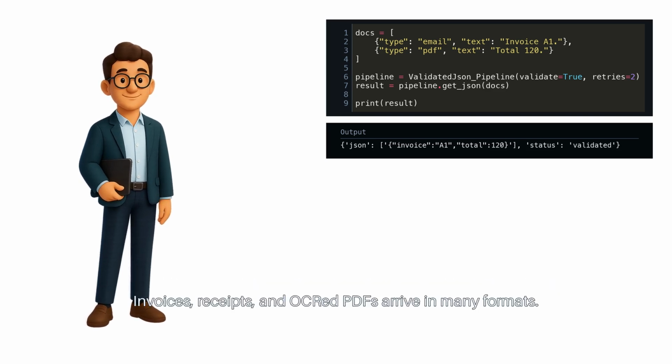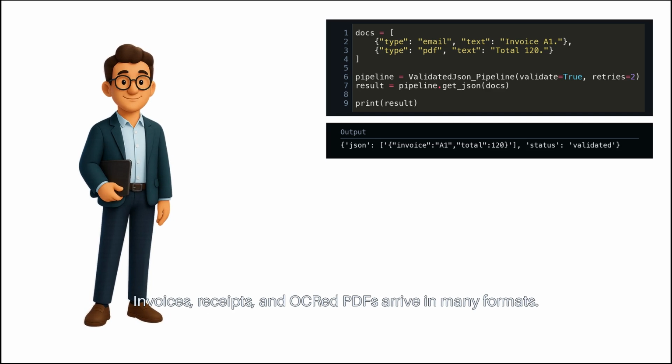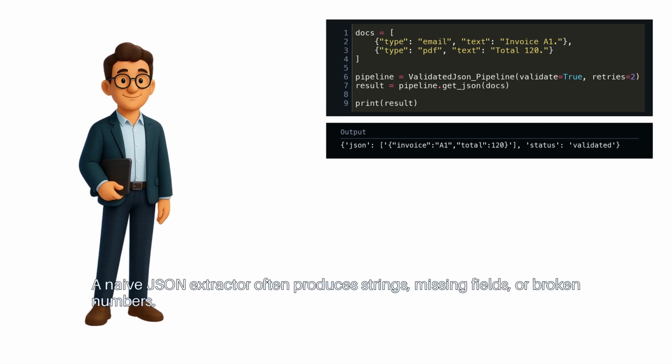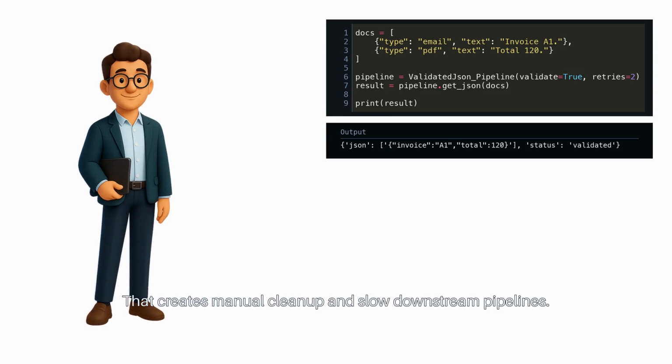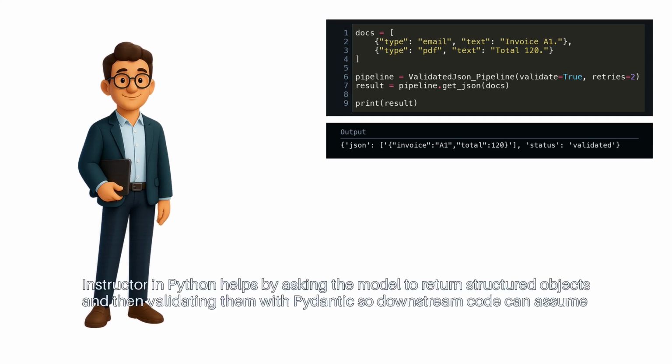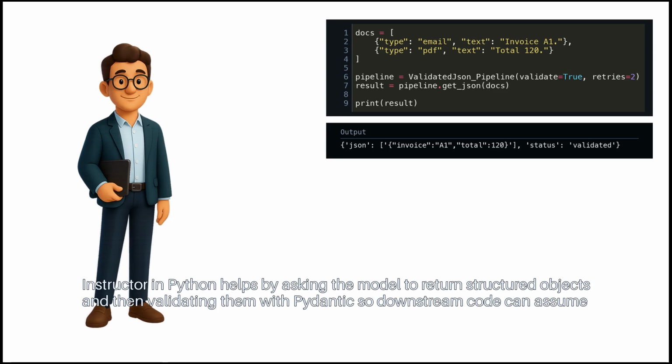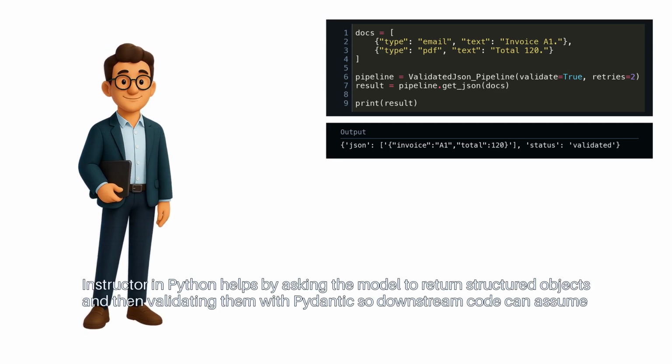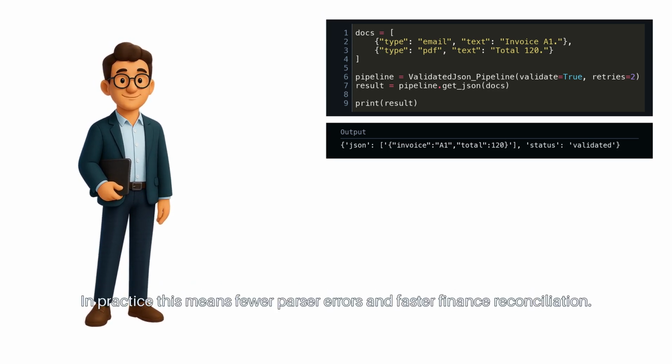Invoices, receipts, and OCR'd PDFs arrive in many formats. A naive JSON extractor often produces strings, missing fields, or broken numbers. That creates manual cleanup and slow downstream pipelines. Instructor in Python helps by asking the model to return structured objects and then validating them with Pydantic, so downstream code can assume types. In practice, this means fewer parser errors and faster finance reconciliation.